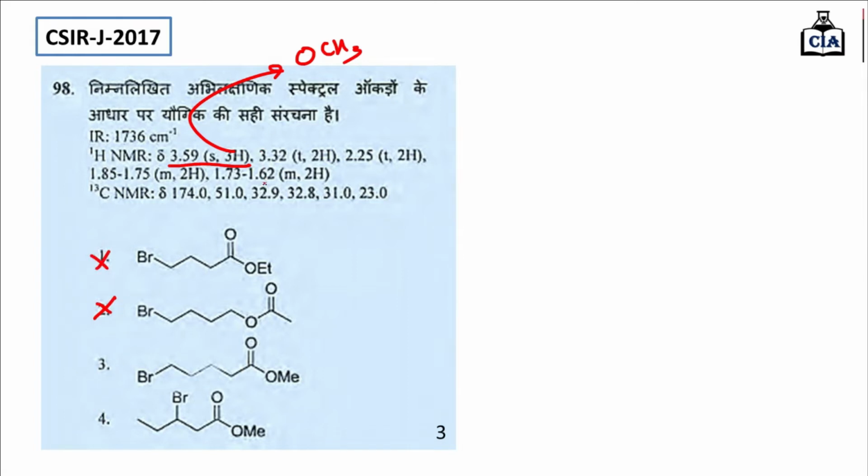Now next we have to check that option 4 should give a signal for 1H. But if you look at our NMR data, there is no signal for 1H. All these are signals for 3H and 2H. So option 4 is incorrect. So option 3 is the correct answer.